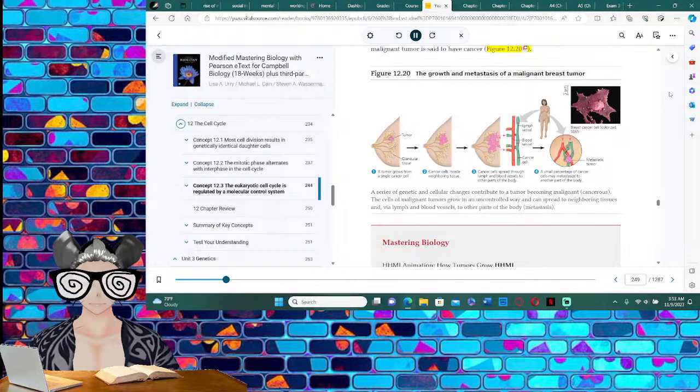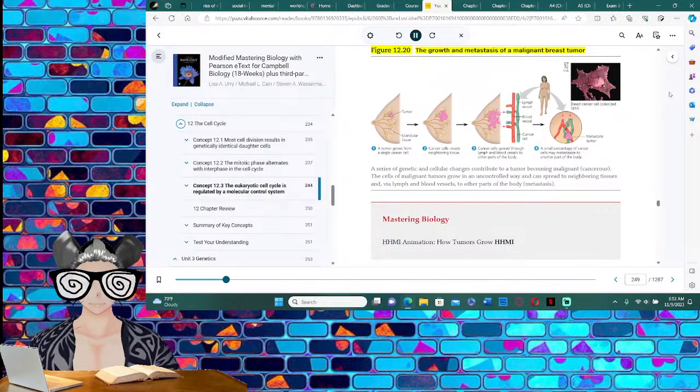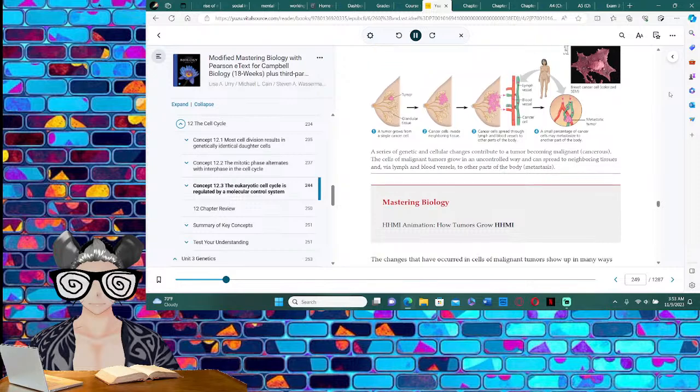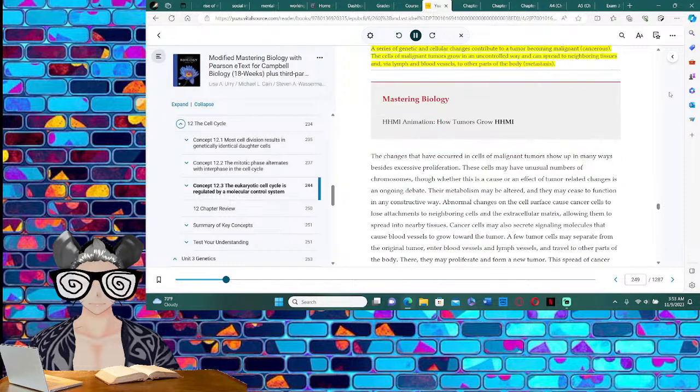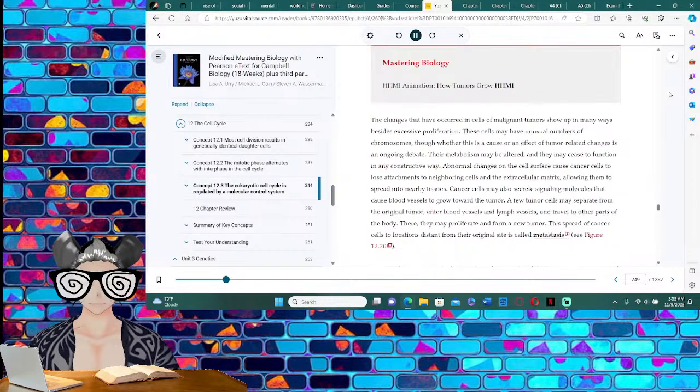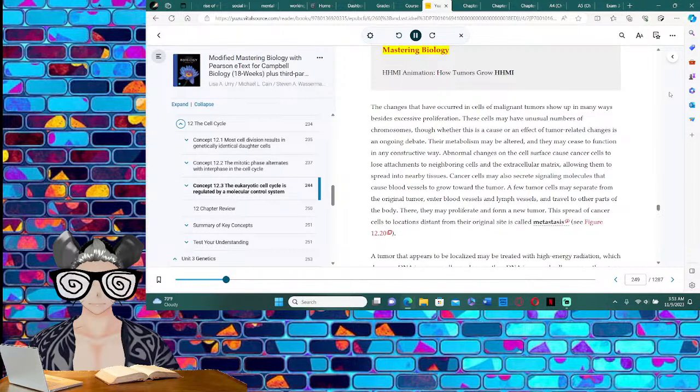Figure 12.20, the growth and metastasis of a malignant breast tumor. A series of genetic and cellular changes contribute to a tumor becoming malignant, cancerous. The cells of malignant tumors grow in an uncontrolled way and can spread to neighboring tissues and, via lymph and blood vessels, to other parts of the body, metastasis.